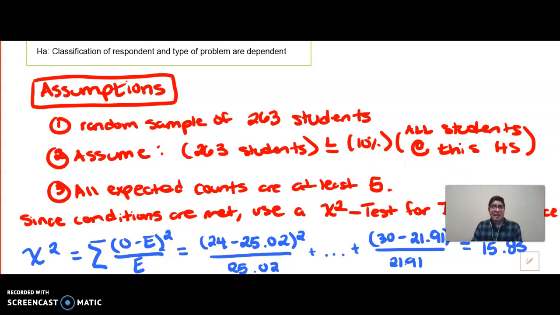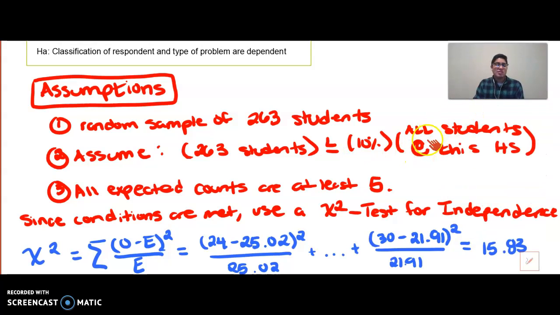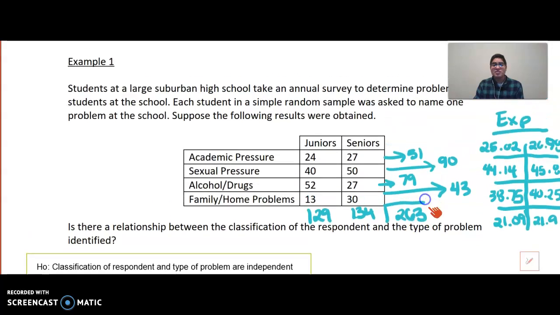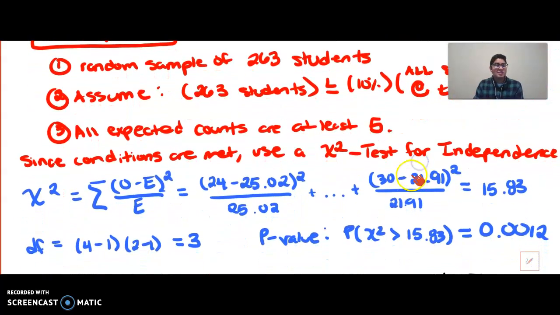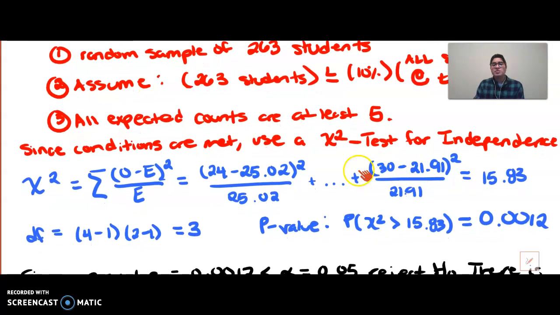Here I can assume that I had a random sample of 263 students. I'm going to assume that since this is a very large high school, 263 is less than or equal to 10% of all students at this high school. A bit of a stretch to say 2,630 students at a high school, but totally possible in some very large urban areas. Now, as we saw from our expected counts matrix, all of our expected counts are at least 5, so we're good to go. And since our conditions are met, we are going to use a chi-square test for independence.